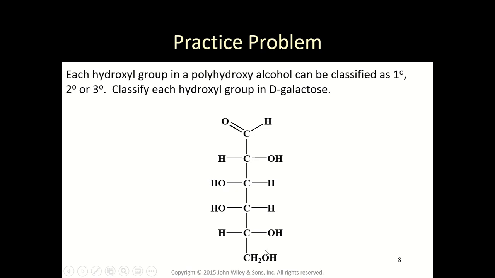You look at this alcohol group. It's attached to a carbon that is only attached to 1 carbon. So you should be able to tell that we've got a primary and then we've got secondary alcohols throughout. This is an aldehyde, just for a little bit of knowledge there. And there we go. Secondary, secondary, secondary, secondary, primary.